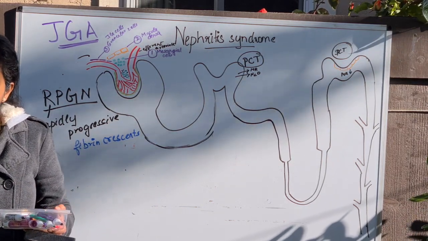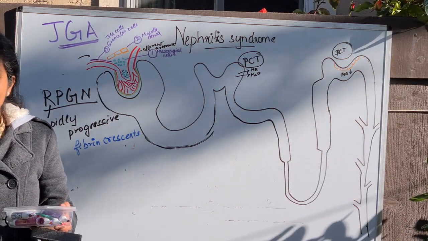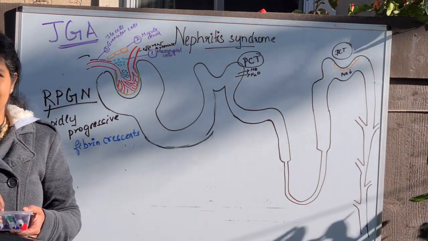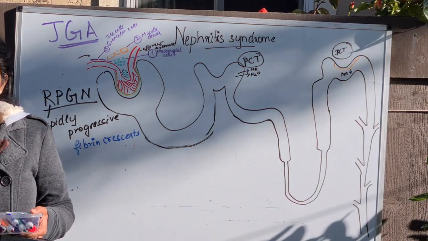Therefore, these fibrin crescents will be present inside the glomeruli when we do a biopsy in a patient suffering from rapidly progressive glomerulonephritis. Understood? Is it clear? This is what is important.